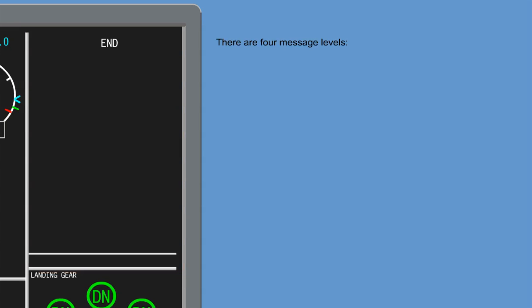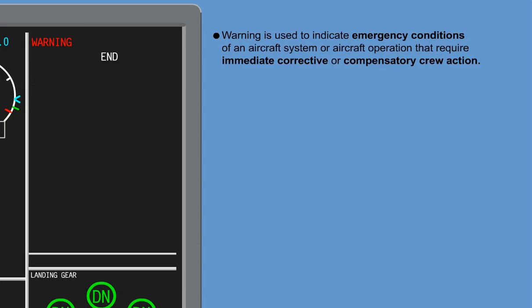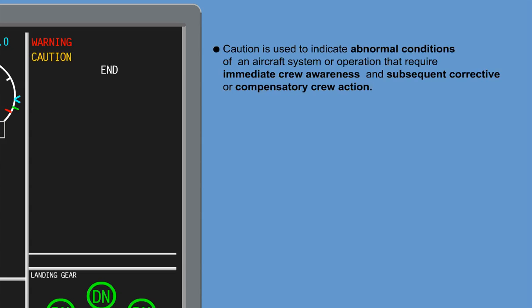There are 4 message levels: warning, caution, advisory, and status. Warning, red color, is used to indicate emergency conditions of an aircraft system or aircraft operation that require immediate corrective or compensatory crew action. Caution, amber color, is used to indicate abnormal conditions of an aircraft system or aircraft operation that require immediate crew awareness and subsequent corrective or compensatory crew action.